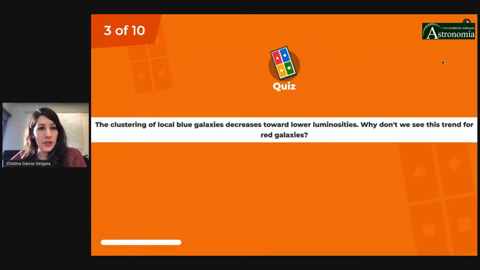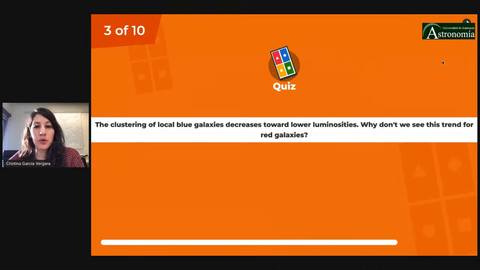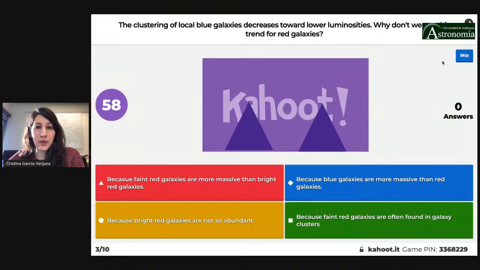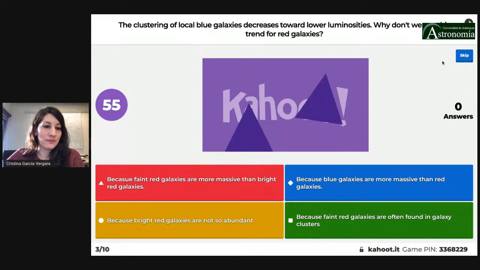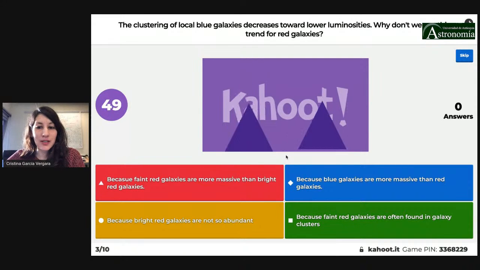Okay, question number 3. The clustering of local blue galaxies decreases toward lower luminosities. Why don't we see this trend for red galaxies? Because faint red galaxies are more massive than bright red galaxies, because blue galaxies are more massive than red galaxies, because bright red galaxies are not so abundant, or because faint red galaxies are often found in galaxy clusters.